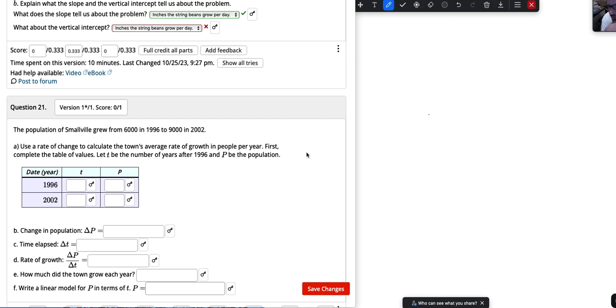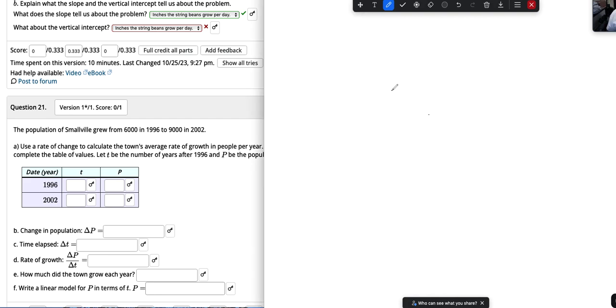Okay, so let's see. This one's giving us the population grew from 6,096 to 9,002 in 2002. Okay, here's the important part. Let T be the number of years after 1996 and P be the population.